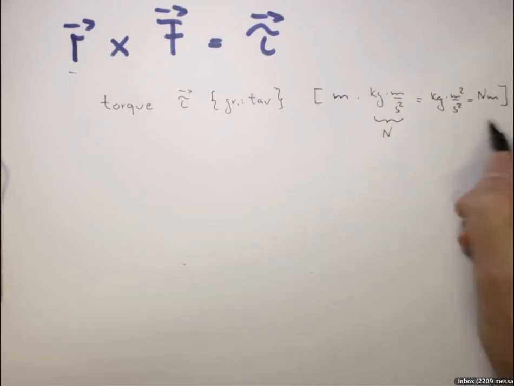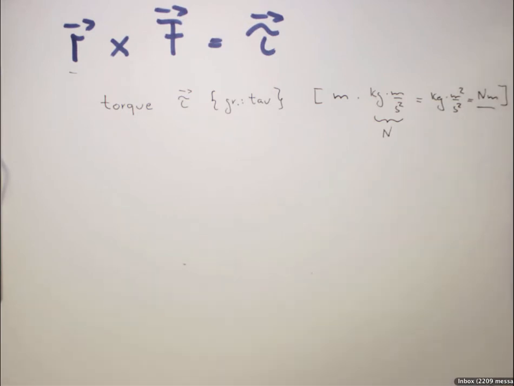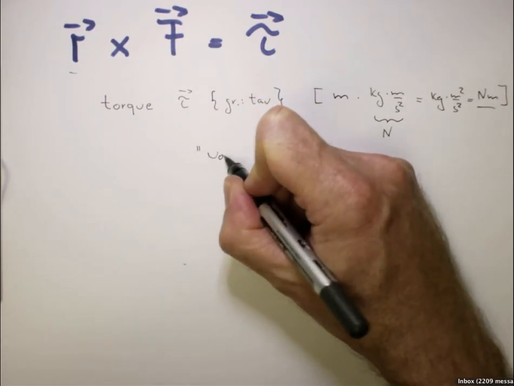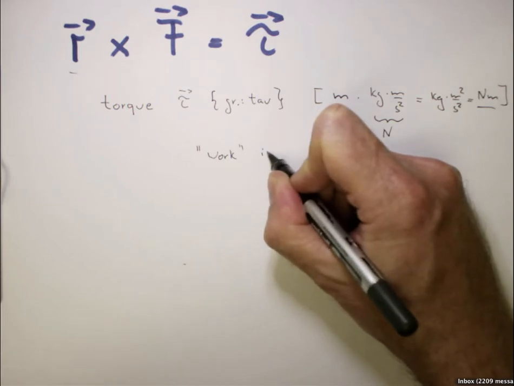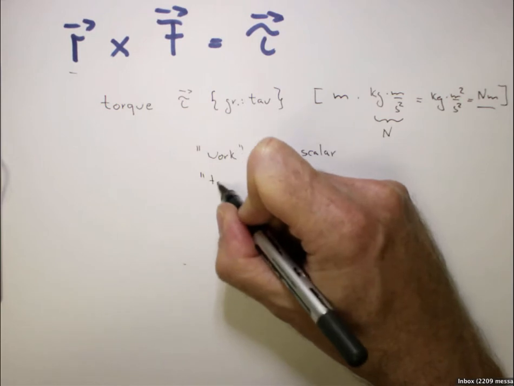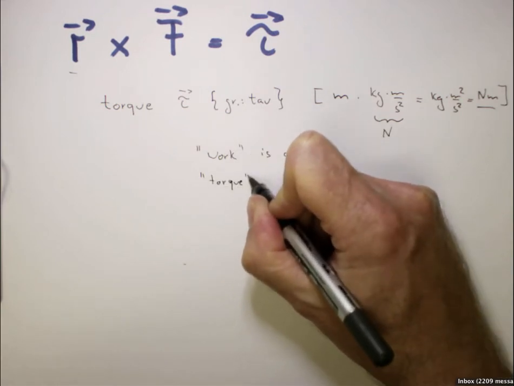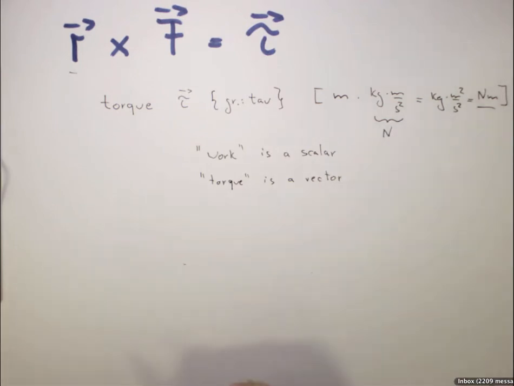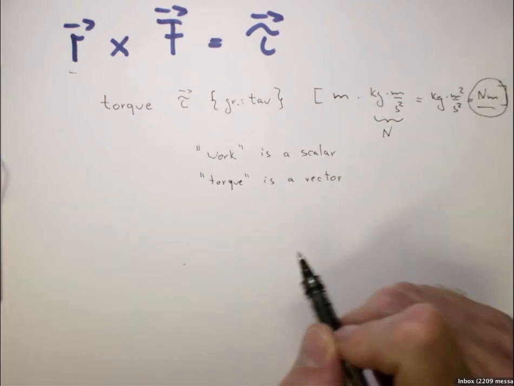Now you might say Newton meter, I've heard that before. That's in fact also the unit of work, but work and torque should not be confused. They are two very different physical properties. That's particularly apparent because of this fact: work is a scalar, whereas torque is a vector. So don't confuse work and torque, despite them having the same unit, Newton meter.